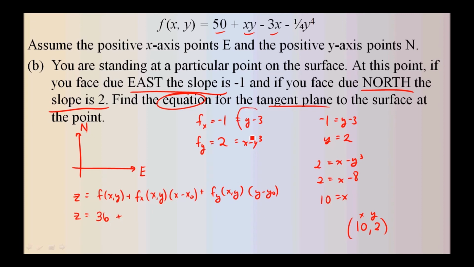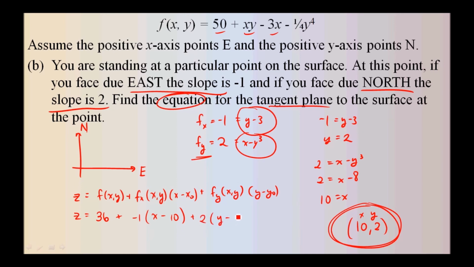plus we have our partial derivative with respect to x equation, plugging in the point we have. So the partial derivative with respect to x, plugging in 10 as x and y as 2, we get 2 minus 3, which is a -1, times x minus x naught, here 10, plus the partial derivative with respect to y. We have an equation and we have a point. Plugging in x and y, we have 10 minus 8. That gives us 2 times y minus y naught, which is 2. Our final tangent plane equation: z = 36 minus (x minus 10) plus 2 times (y minus 2). That's the equation of our tangent plane at the point that we found, 10, 2.